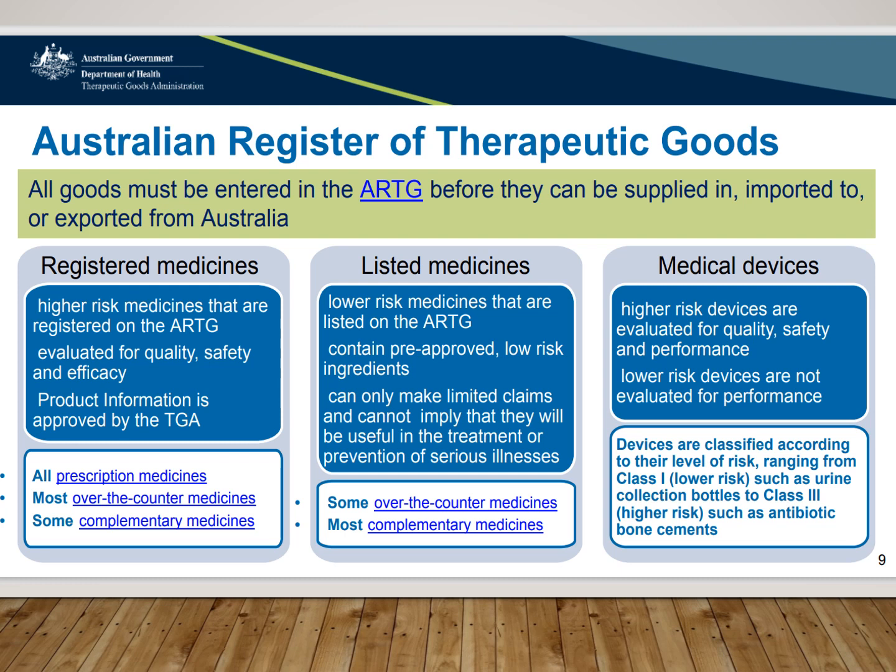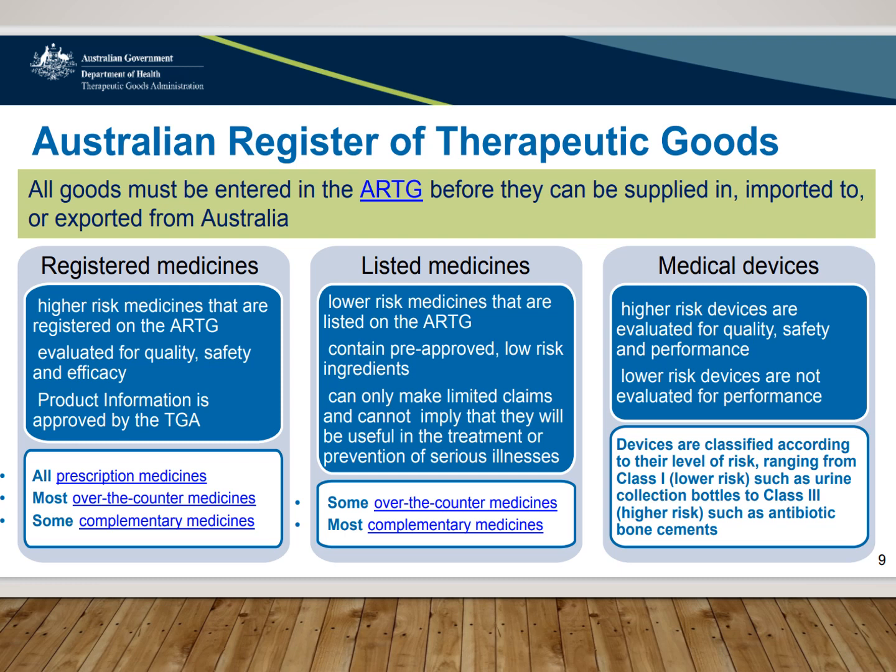Listed medicine: low risk medicines that are listed on the ARTG contain pre-approved low risk ingredients, can only make limited claims and cannot imply that they will be useful in the treatment or prevention of serious illness. These include some over-the-counter medicine and most complementary medicines. Medical devices: high risk devices are evaluated for quality, safety and performance. Low risk devices are not evaluated for performance.